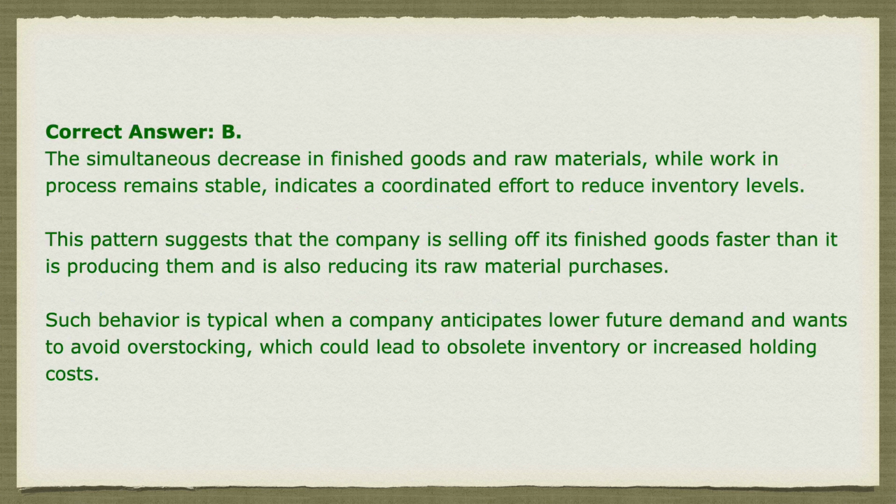Correct answer, B. The simultaneous decrease in finished goods and raw materials, while work in process remains stable, indicates a coordinated effort to reduce inventory levels. This pattern suggests that the company is selling off its finished goods faster than it is producing them, and is also reducing its raw material purchases. Such behavior is typical when a company anticipates lower future demand and wants to avoid overstocking, which could lead to obsolete inventory or increased holding costs.